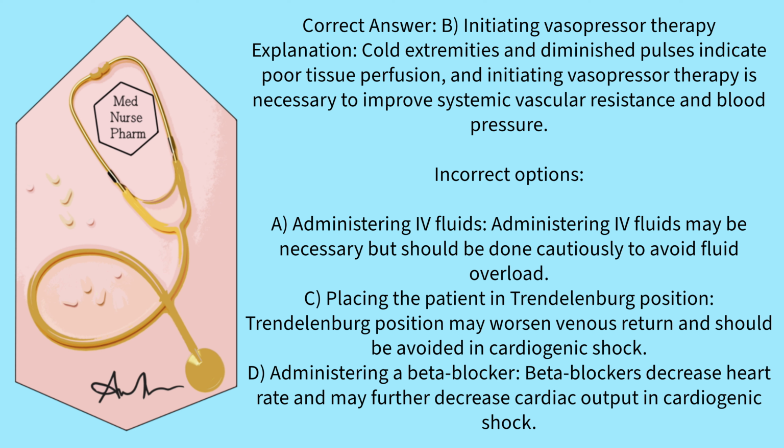If you chose option B, you are correct. Initiating vasopressor therapy. Cold extremities and diminished pulses indicate poor perfusion, and initiating vasopressor therapy is necessary to improve systemic vascular resistance and blood pressure.